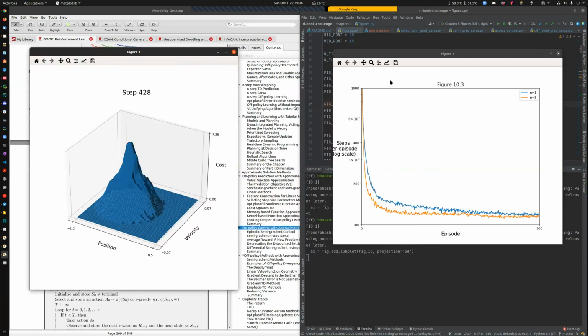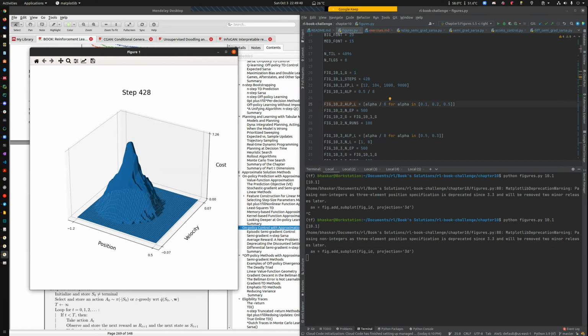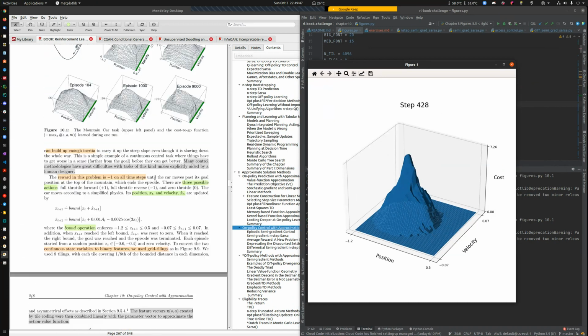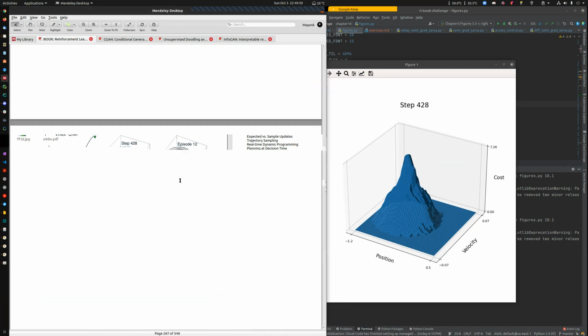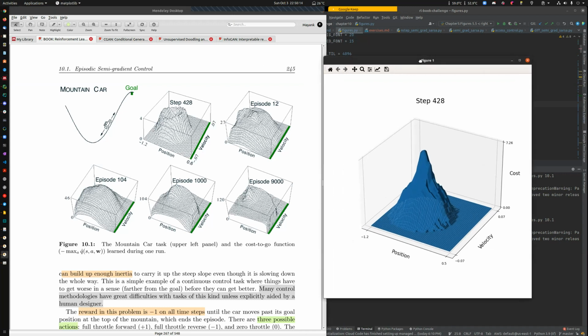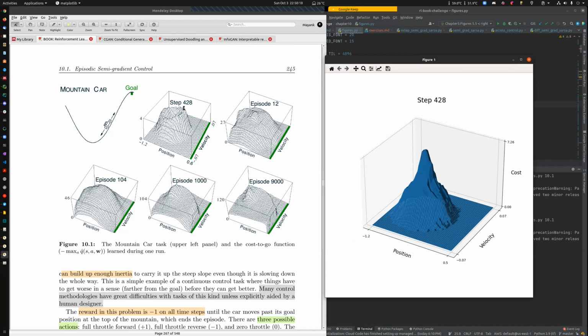So this is step 428. Go down to the book example. This is the inertia that we are building up here. The first episode is still not complete, but the mountain car with the cost-to-go function is at its 428th step. That's the simple position versus velocity graph that we can see as it is first building up the inertia to reach this goal state.